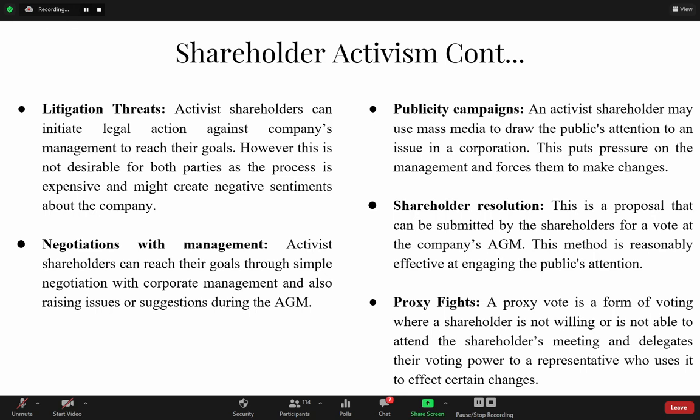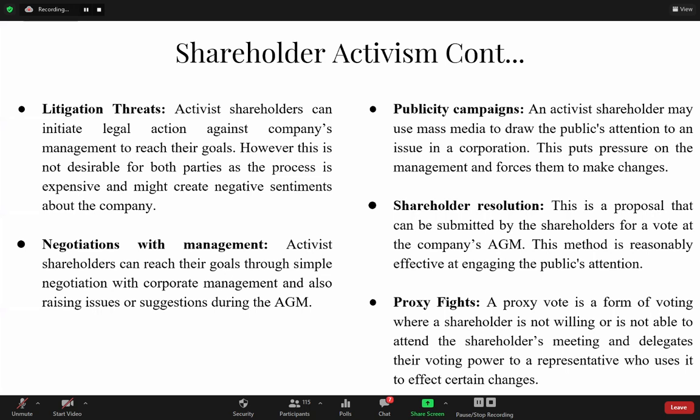However, this method is not really desired, as it might create a negative image about the company. The other one is negotiations with management. Negotiations can basically take place during the annual general meeting, during which individual shareholders are given opportunities to raise their concerns and also their suggestions. Hopefully, during such talks, some of their suggestions can be put in place. So, yeah, that might work.